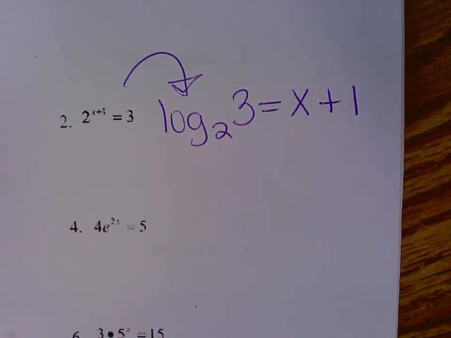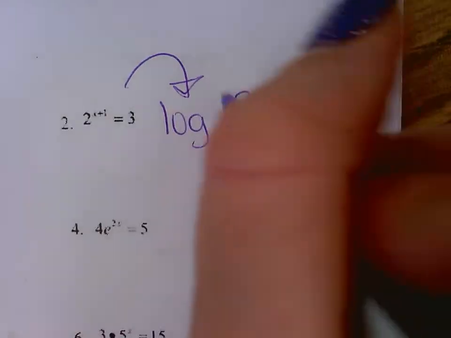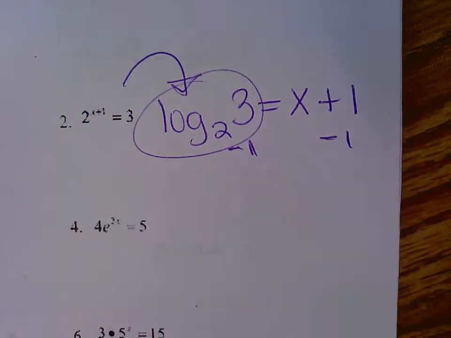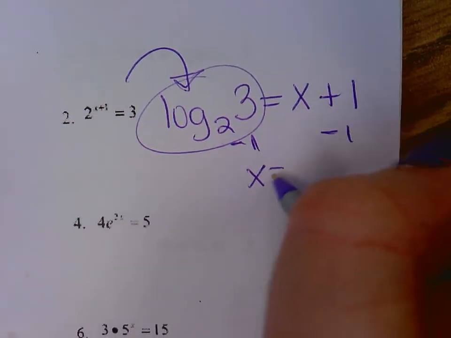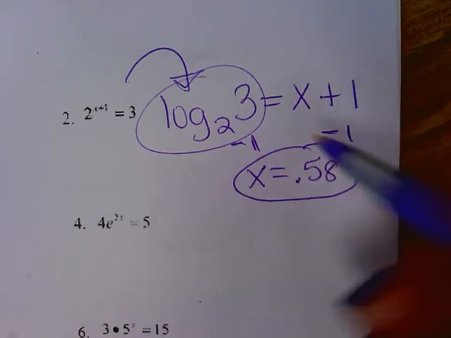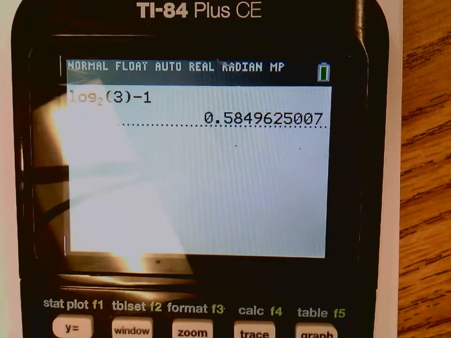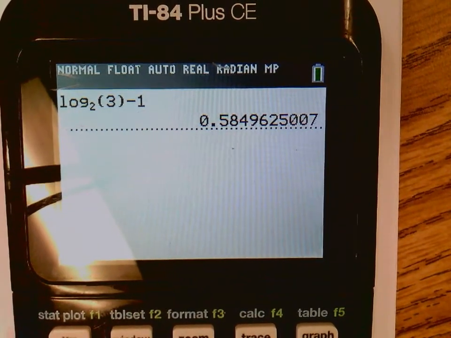What do I have to do? Yep, I'm just going to type that in, log base 2 of 3, and then I'm going to subtract 1 from the other side. So I'm just going to subtract 1 from both sides and see what I get. So the log base 2 of 3, and then I subtract 1. Did you get 0.58? You did it correctly if x is 0.58. So I took the log and then I subtracted 1. And I got 0.58.